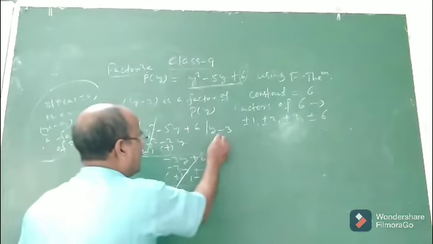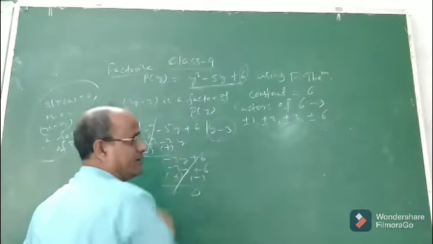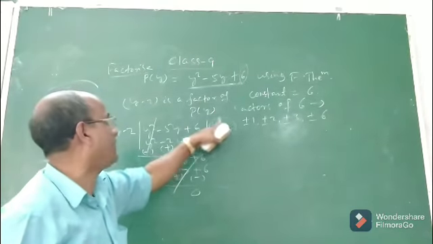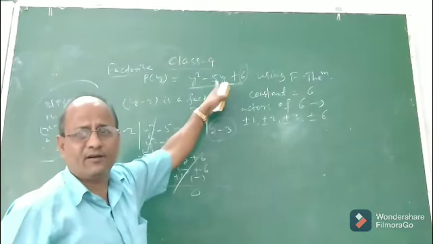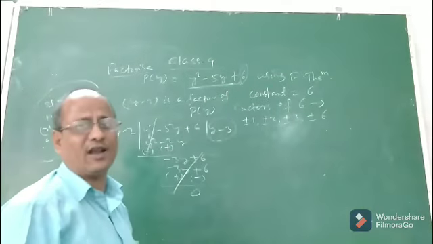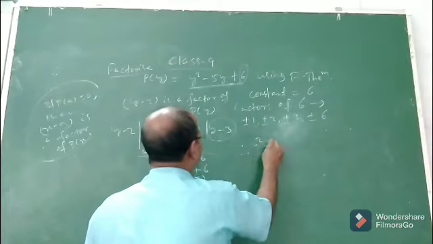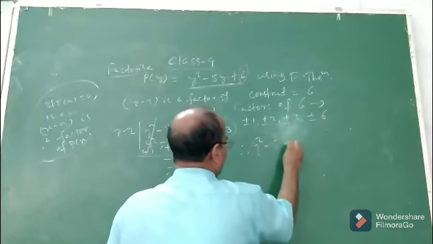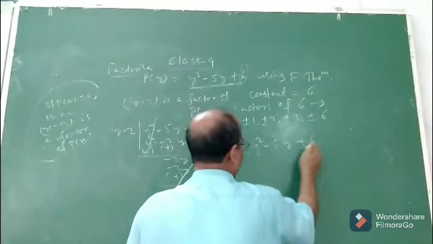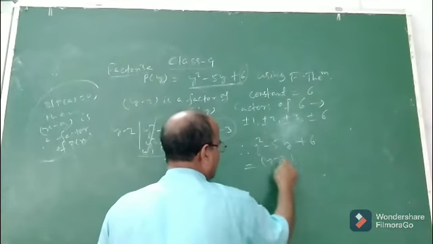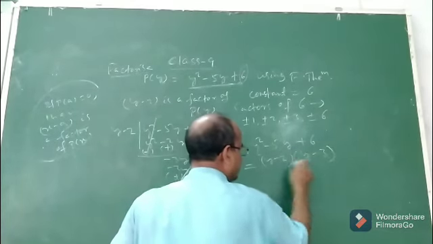Now what is the other factor? This is the second factor. This linear polynomial is the other factor of this given quadratic polynomial or algebraic expression, whatever you say. So therefore, the complete factorization of this polynomial y square minus 5y plus 6 is equal to y minus 2 and y minus 3.